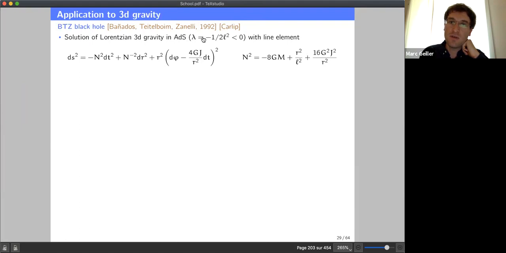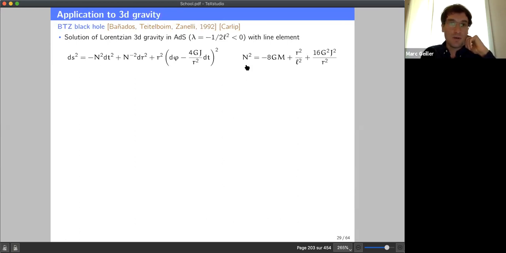So usually it's convenient to say that lambda is minus 1 over L squared. So this is negative. Then I consider the following line element. I'm using coordinates t, r, and phi. And in this line element, you see I'm specifying two things. There's an angular dependent piece here, which has an angular momentum J, or at least you will see that this has the interpretation of an angular momentum.